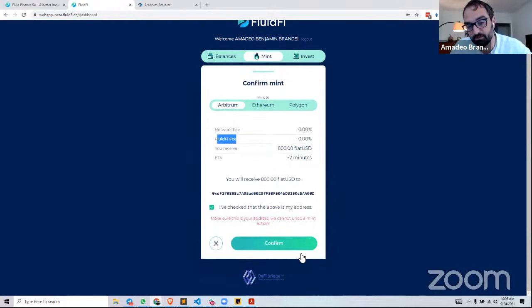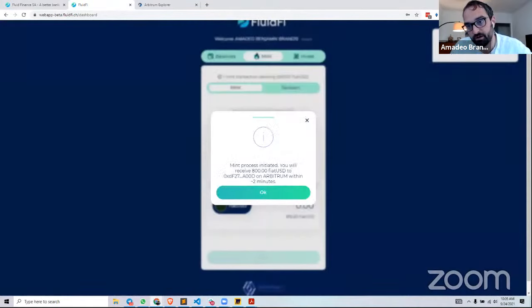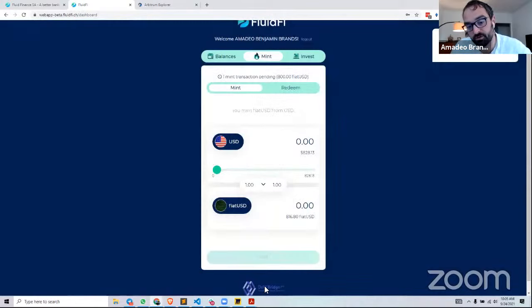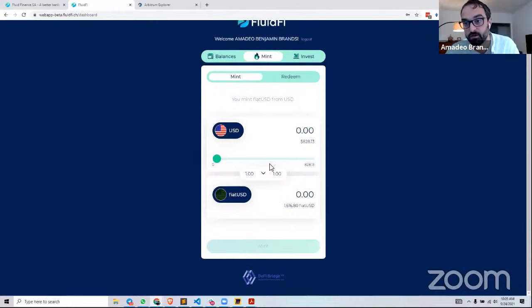When I now press mint, what's happening is that we basically call the DeFi Bridge DAO's smart contract. The money is sent to the DeFi Bridge DAO, which is a DAO we purposely separated from Fluid Finance, because the DeFi Bridge DAO will be just a protocol where other banks can also join. So fiat USD is a product that is built for Fluid Finance by the DeFi Bridge DAO.